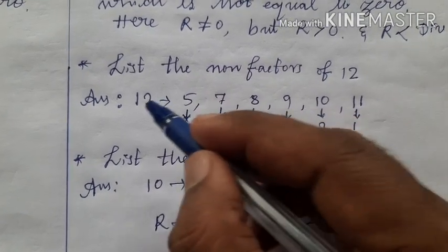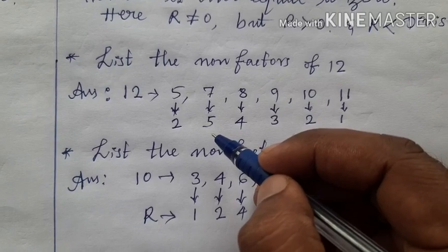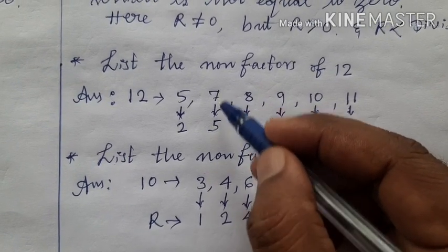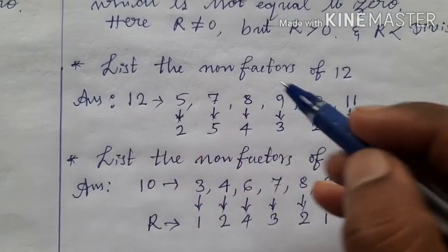Take 7 and divide 12. 7 leaves the remainder 5, which means the remainder is not equal to 0 here. The remainder is equal to 5. That is why 7 is not the factor of 12.